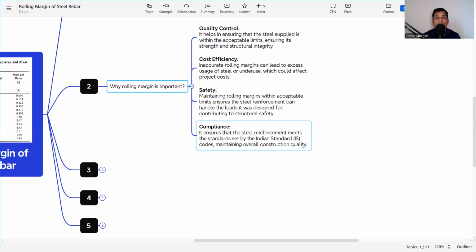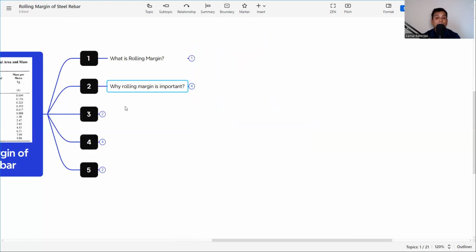And then compliance. It ensures that the steel reinforcement meets the standards set by the Indian standard codes, maintaining overall construction quality. So the main things are structural integrity, quality control, safety, and cost efficiency, which are very important. That is why it is required to know why rolling margin is important.